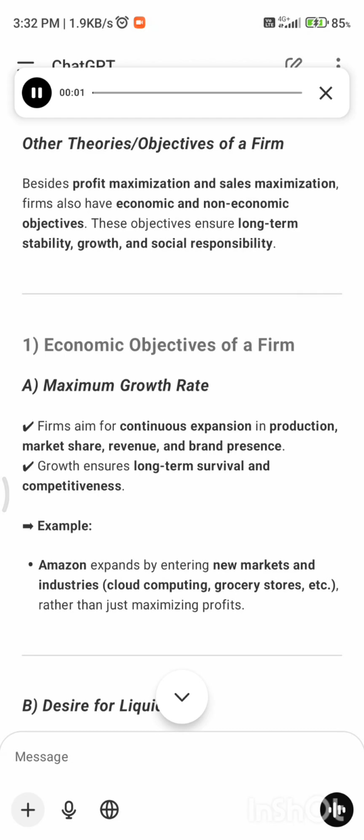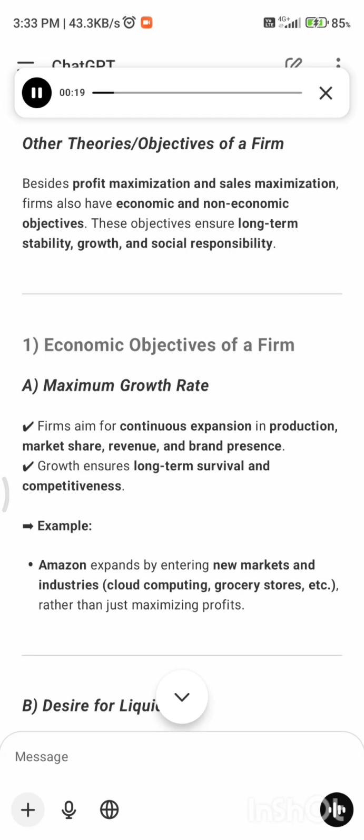Other theories' objectives of a firm. Besides profit maximization and sales maximization, firms also have economic and non-economic objectives. These objectives ensure long-term stability, growth, and social responsibility. 1. Economic objectives of a firm.